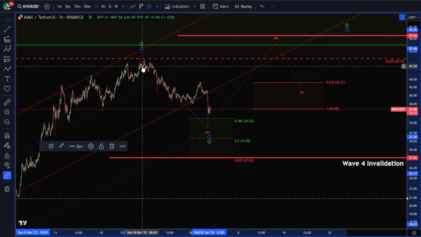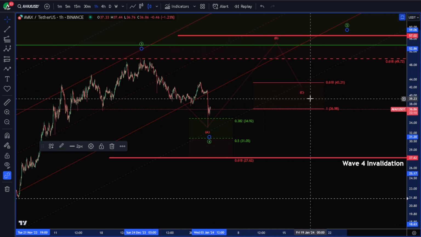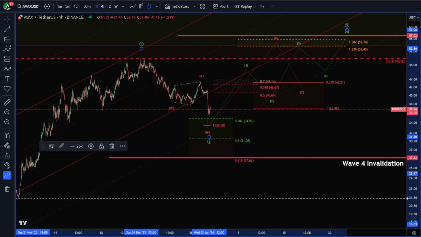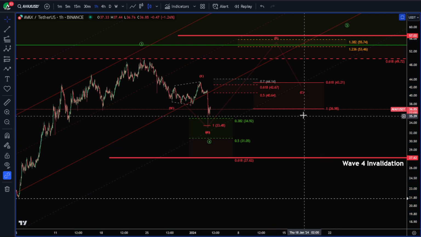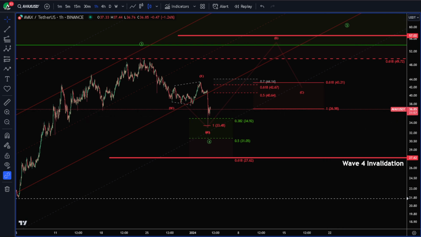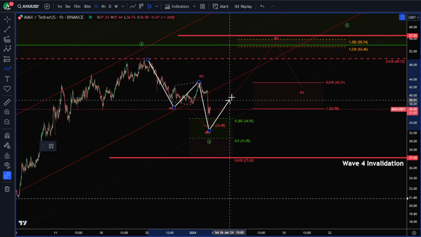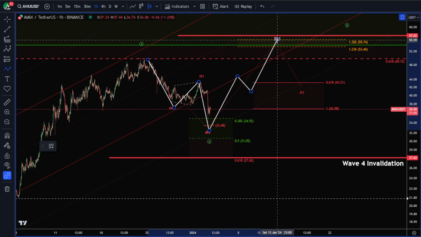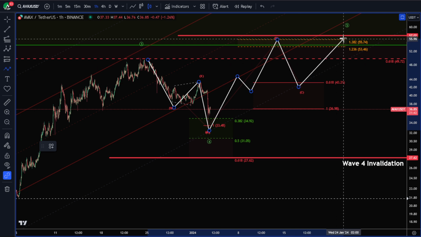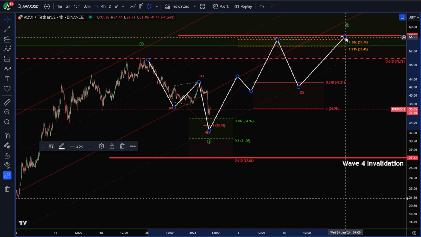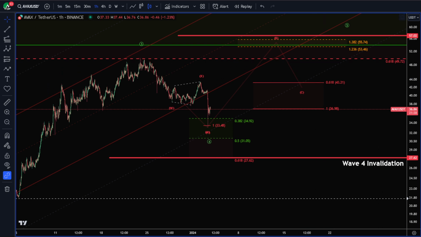Alternatively, we could have a 3-3-5. Sorry, I gotta get rid of this. There we go. Where we have a 3-3-5, where we have 3 waves to the downside. This would be our A wave. We hold this level. We come up for our B wave and make 3 or 5 here quickly, and then go up to our fifth wave target as a running flat. So that's our other alternative.